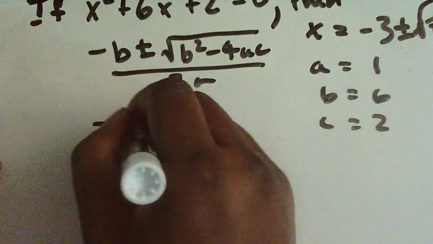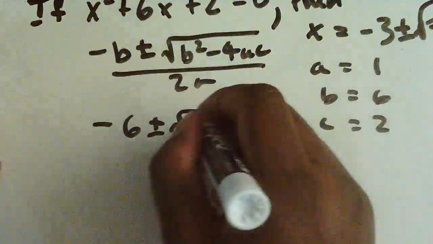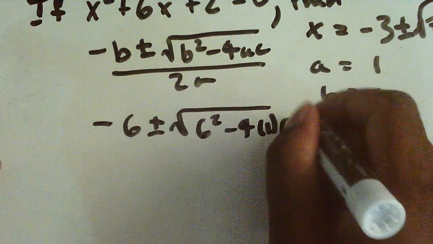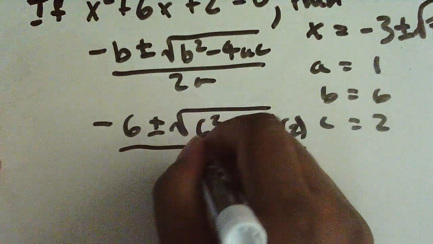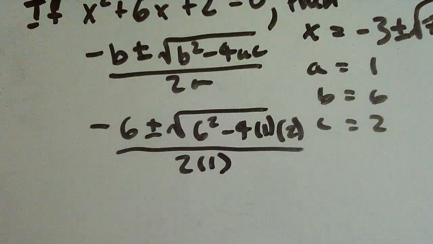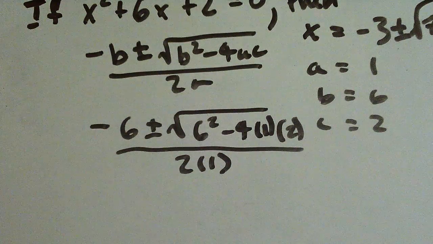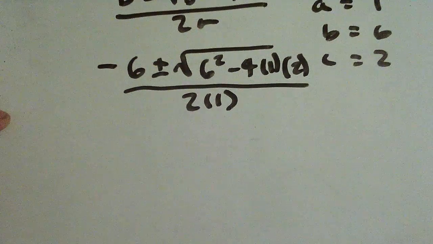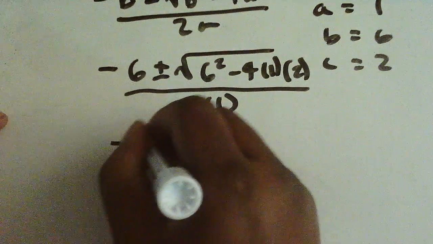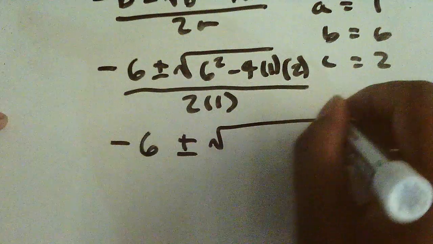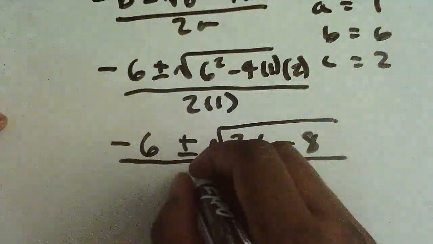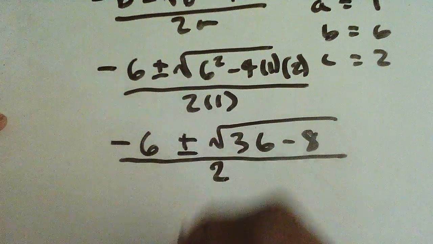We'll have negative 6 plus or minus the square root of 6 squared minus 4 times 1 times c is 2, all over 2 times 1. Y'all following me so far? All I'm doing is plugging in values. Then from there, we will have negative 6 plus or minus the square root of 36 minus 8 all over 2.